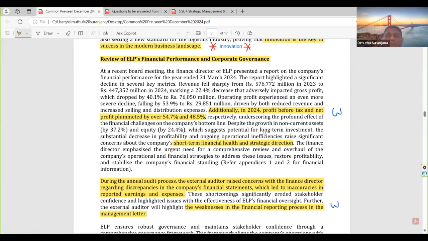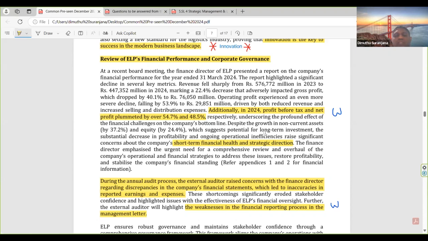respectively underscoring the profound effect of the financial challenges on the company's bottom line, despite the growth in non-current assets by 37.2% and equity by 24.4%, which suggests potential for long-term investment. That's a good point, right? The substantial decrease in profitability and ongoing operational inefficiencies raise significant concern about the company's short-term financial health and strategic directions. So we are struggling in short term.